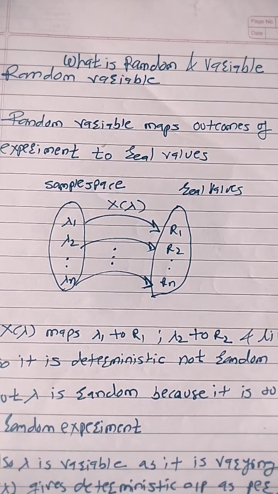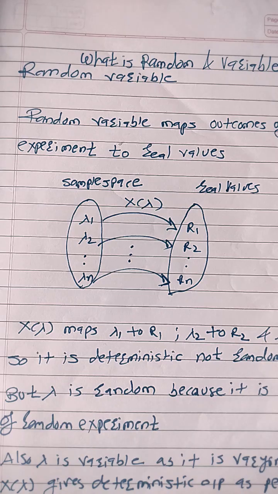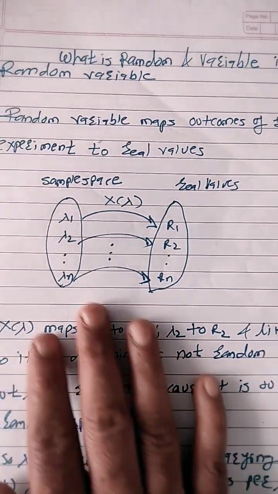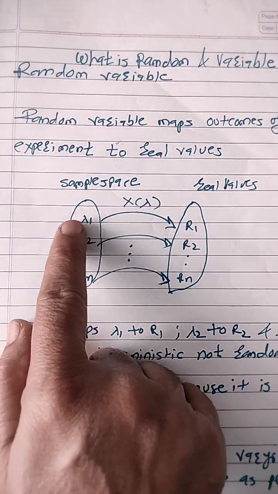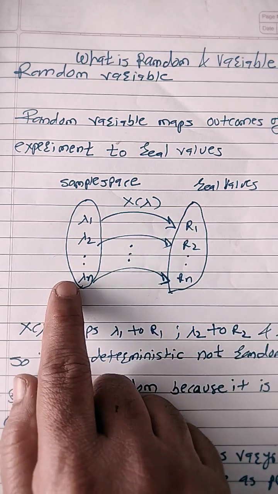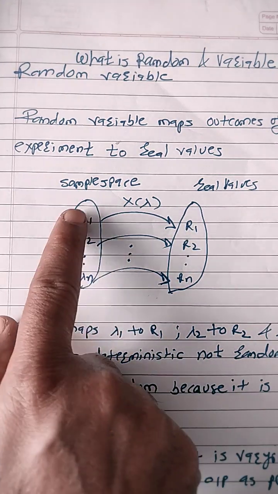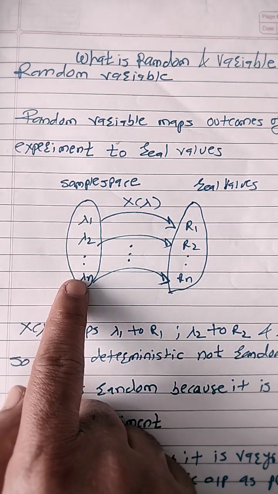Let us see what is random and what is variable in case of random variable. So random variable maps outcomes of a random experiment to real numbers. That means it maps sample points to the real values. Sample space is the outcomes of random experiment, which are also called sample points. They are denoted by lambda 1 to lambda n.